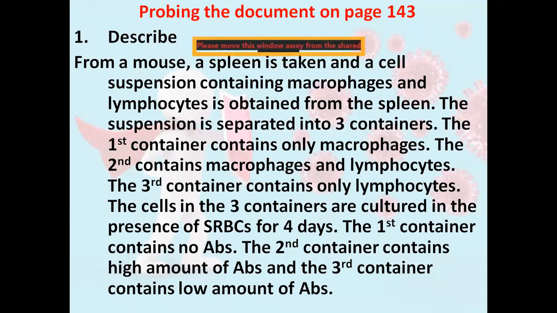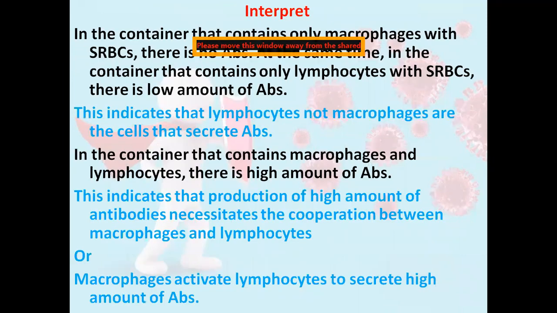The first container contains no antibodies. The second container contains a high amount of antibody, while the third, they said none. I said you have to correct it: low amount of antibodies. This is the description. Now, interpret, analyze, classification.